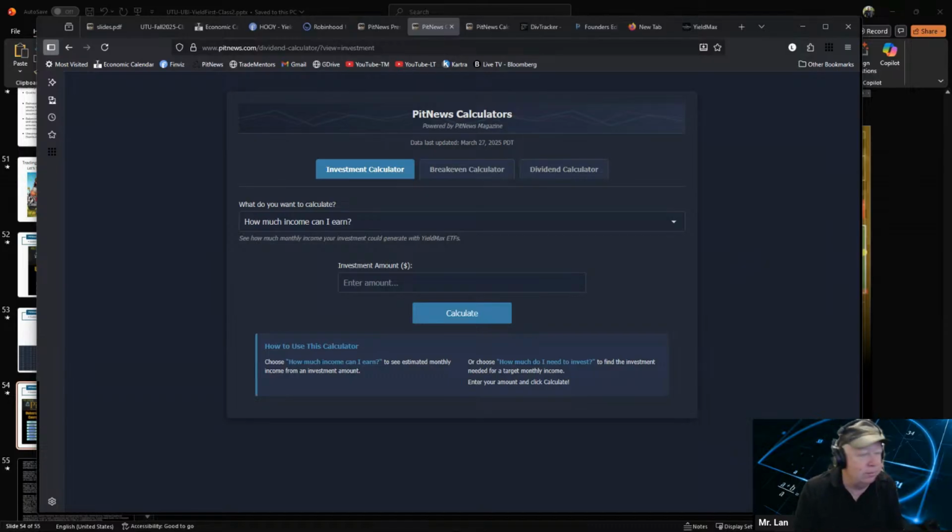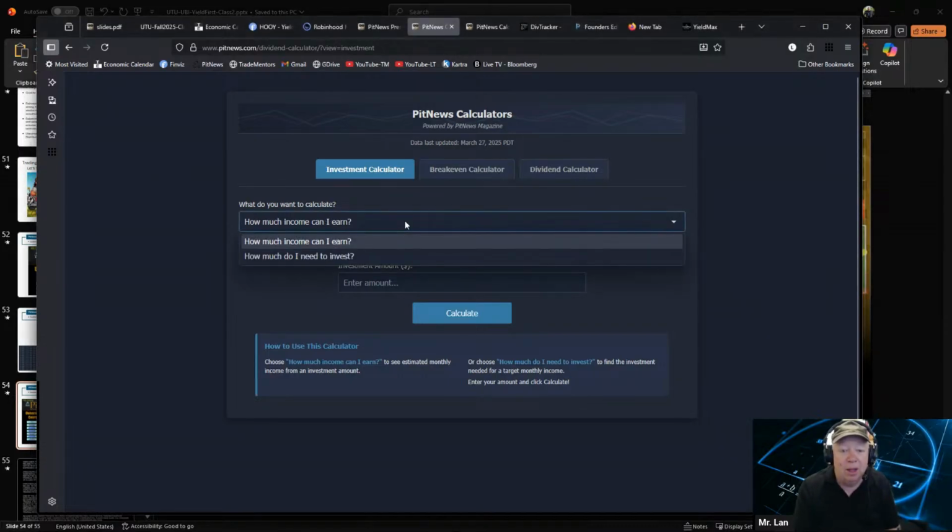All right. So what we're going to do is say, how much income can I earn, or how much do I need to invest? If you approach it from a different point of view, how much income can I earn? I have 10 grand. If I put it into all these different funds, which one would make me the most money? Which one would be the most aggressive? Which one would require the most risk? Which one would require the least risk? And then kind of help me decide.